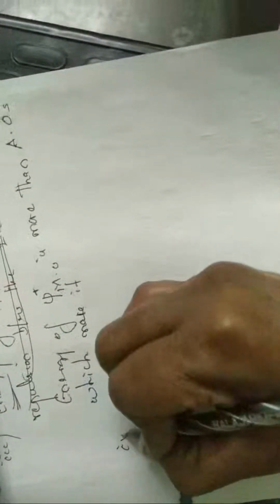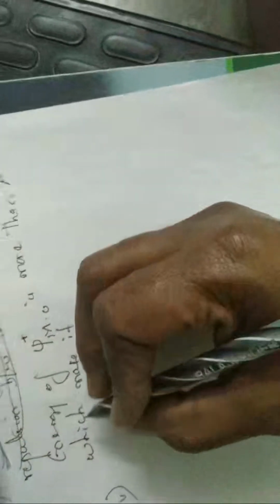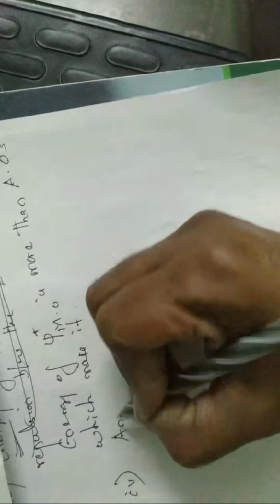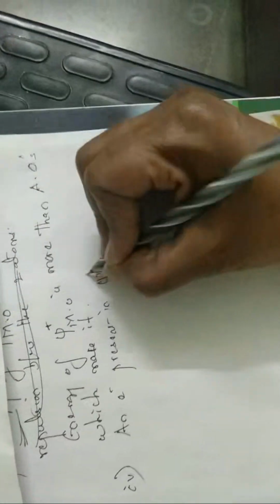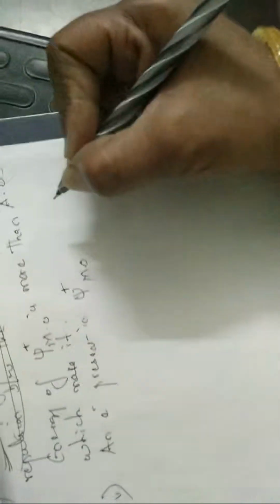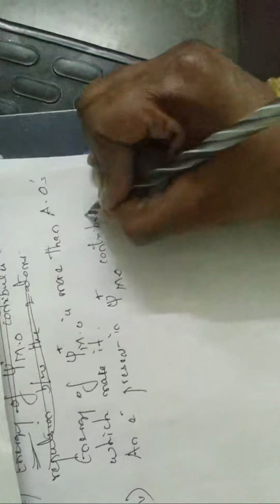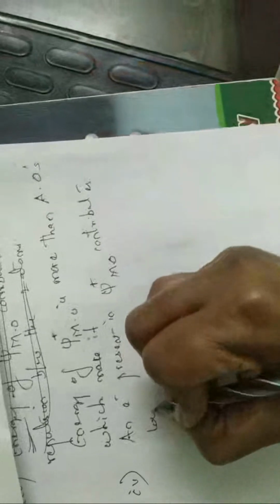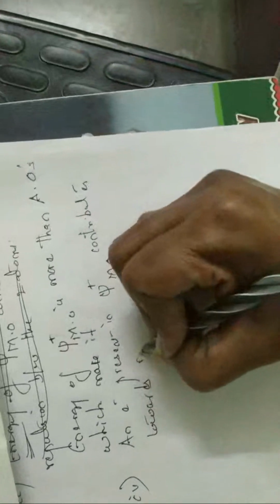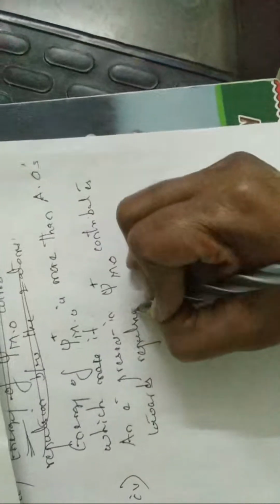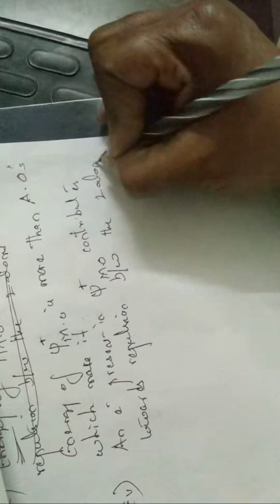Next, the fourth one. An electron present in an antibonding molecular orbital contributes towards repulsion between the two atoms.